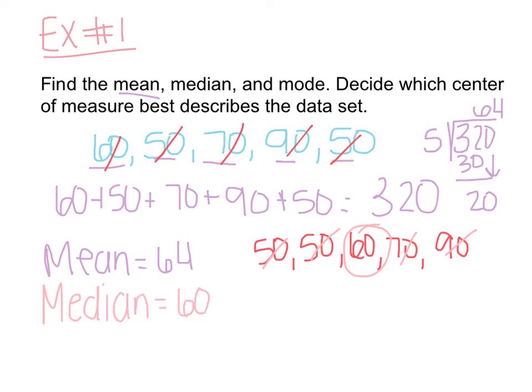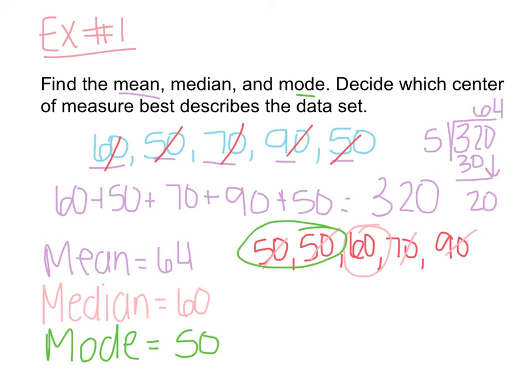And then the last one, the mode, is the number that shows up the most. Since we have two 50s, that's the number that shows up the most. So our mode is 50. Now, all they're asking us to do is decide which one of these numbers, the mean, the median, or the mode, is the best description of our numbers. So here are the numbers that we started with. Which one of our answers, 64, 60, or 50, best describes that data?